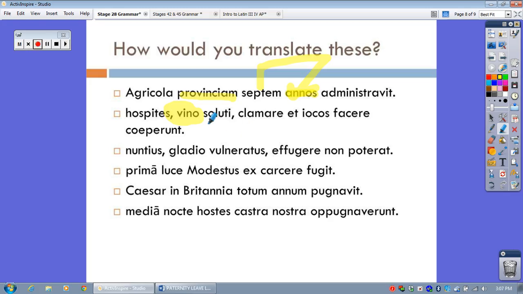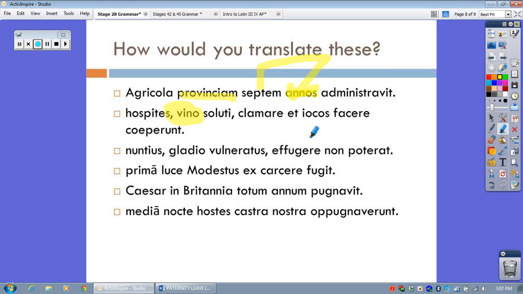The guests, loosened by the wine, began to shout and to make jokes. That is an ablative of, if you look back at the 6 uses of the ablative that we know so far, you will find that it is an ablative of means. Very good. Number 3, nuntius gladio vulneratus effugere non poterat.